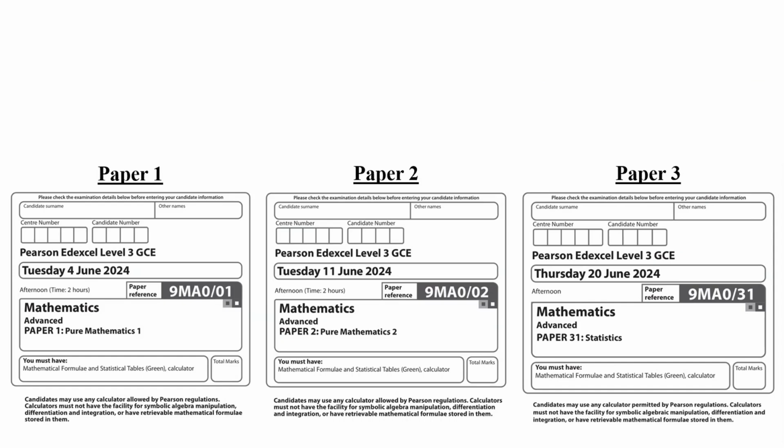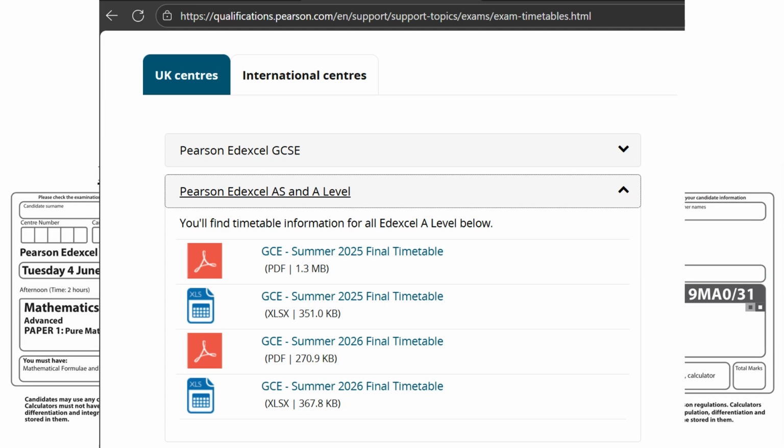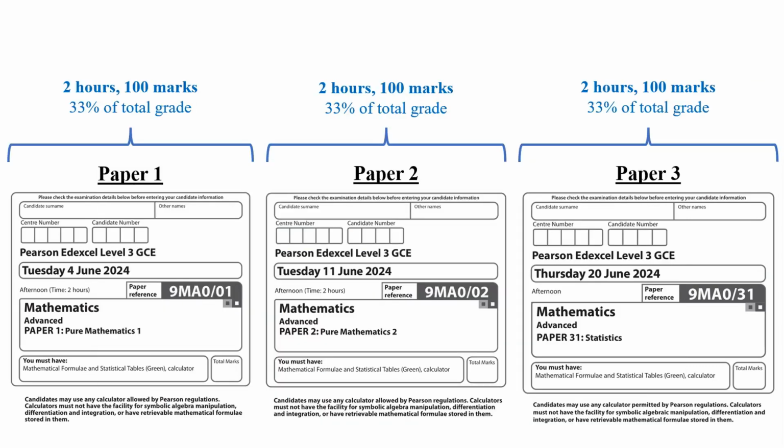So Edexcel A-Level Maths is assessed completely by 3 exam papers: Paper 1, Paper 2 and Paper 3. I'll talk about AS Maths in a moment. The exact days you sit each paper changes each year, so I'll leave a link in the description to the exam timetable section on Edexcel's website so you can see what day your exams are on depending on when you're watching this video. So for each paper you get 2 hours and they are each worth 100 marks.